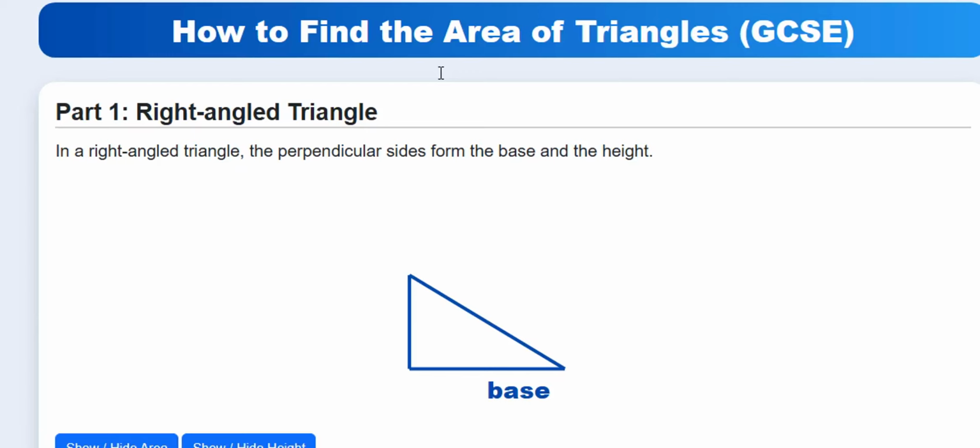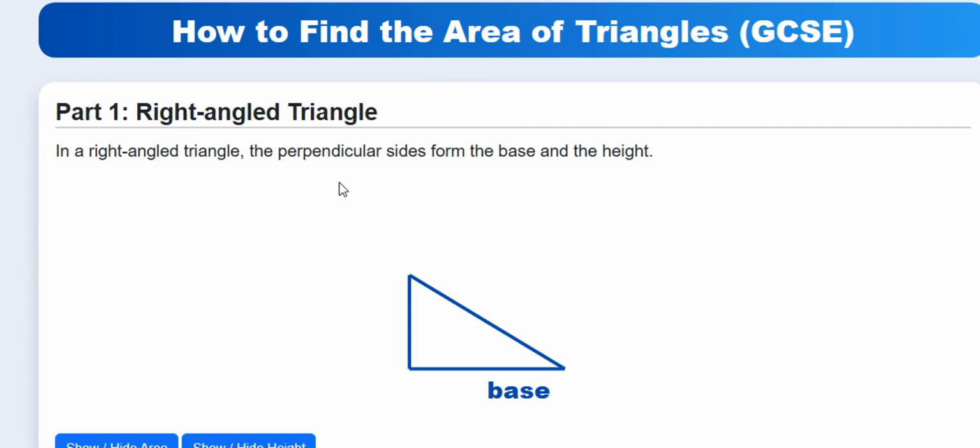Hello, in this series of 10 lessons, I'll teach you how to find the area of different quadrilaterals. As you are done with the 10 lessons, you'll be able to solve any question relating to area in GCSE exams. But let's start with this first lesson here on how to find the area of triangles.